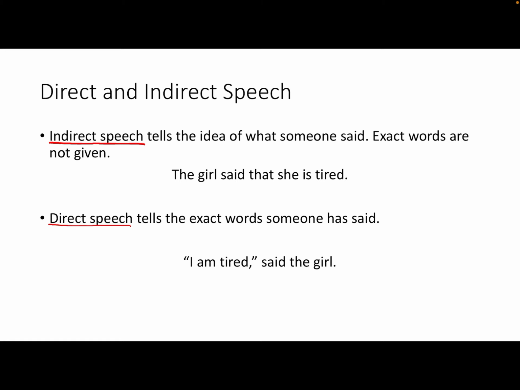Direct speech, we are using the exact words that somebody has said. I am tired, said the girl. Can you see how there's a difference? They both mean the same thing. One is the actual words of somebody. The other is somebody telling somebody about what they have said. I hope that's not confusing.